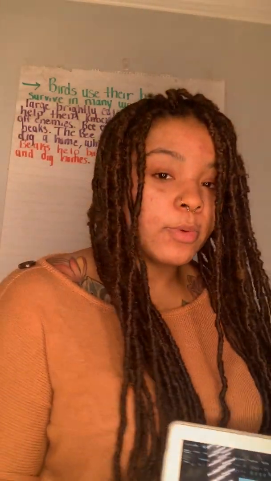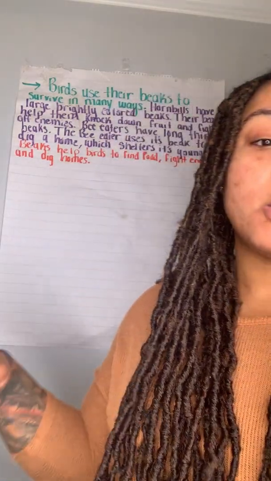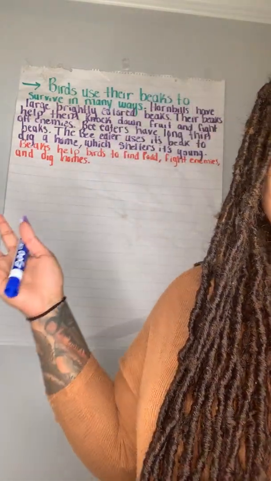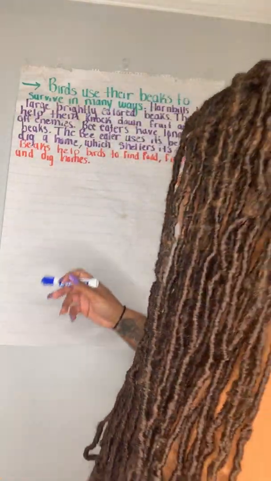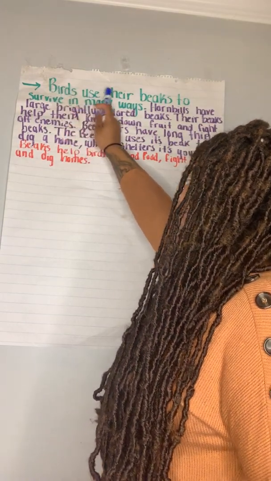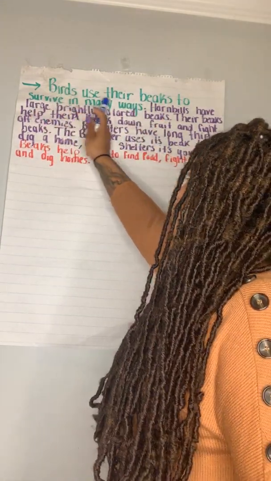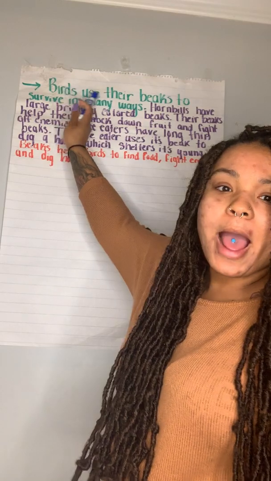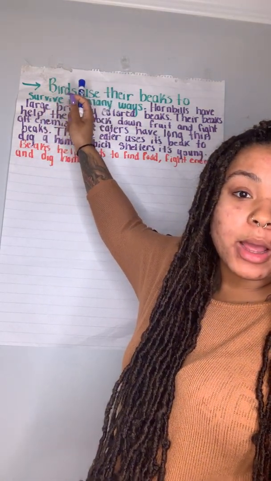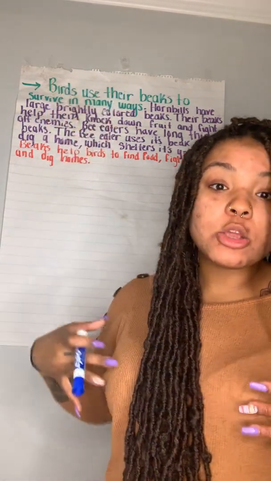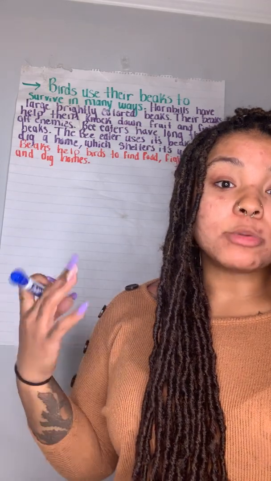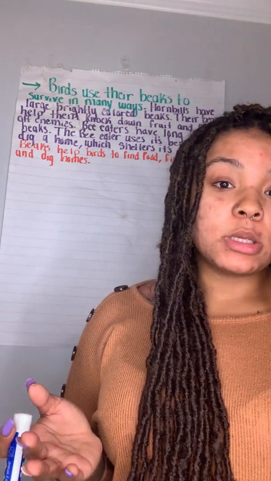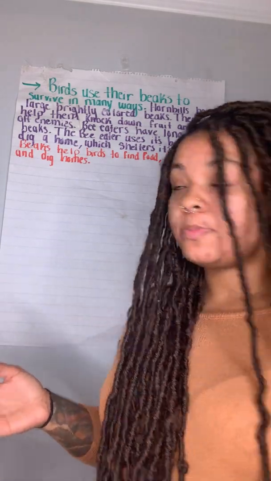Okay? So now that we reviewed the structure of a paragraph, let's go back and look at what we came up with last week when I showed you guys an example of how I would write a paragraph on how birds use their beaks to survive. Birds use their beaks to survive in many ways. So right there, I have my opening or my topic sentence. I'm telling you what I'm going to be talking about. And I'm talking about how birds are using their beaks to survive in many ways.